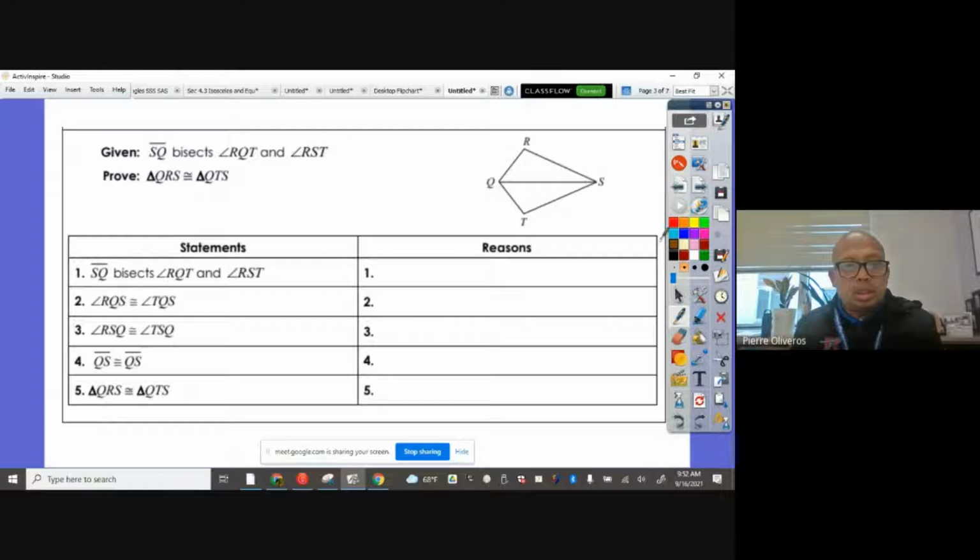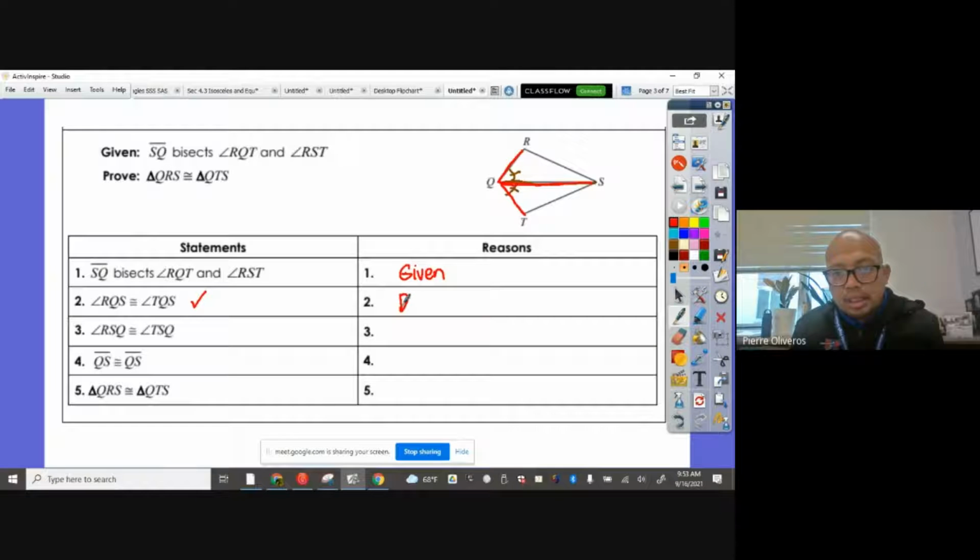Let's apply it using this problem here. Given that segment SQ bisects angle RQT, so SQ is a bisector of the angle RQT. So therefore, this angle here and that angle there are equal. So we know already that SQ bisects RQT, so that will give me a given there, right? And also, if that's a bisector, I know that RQS and TQS are equal because, which is already stated in number 2.